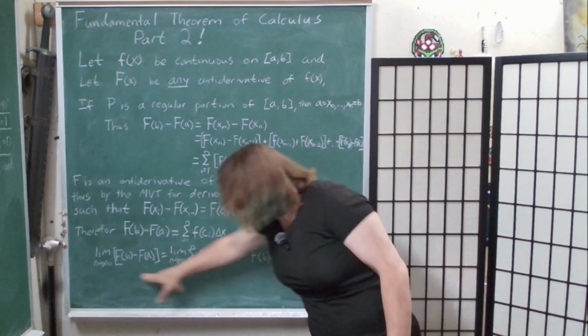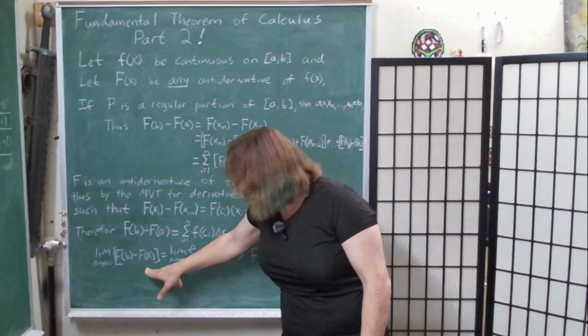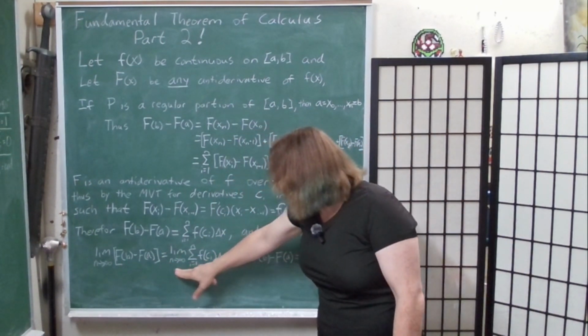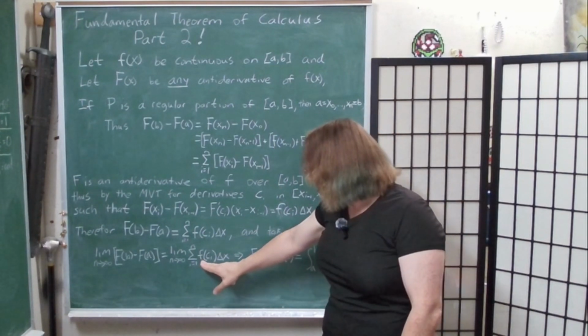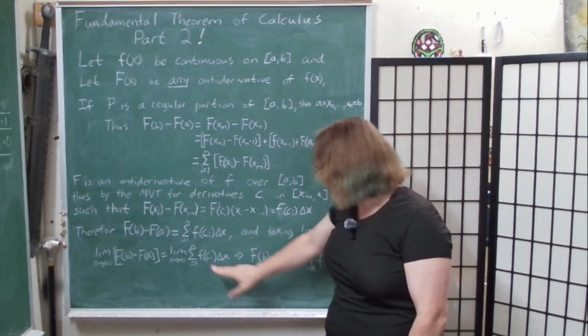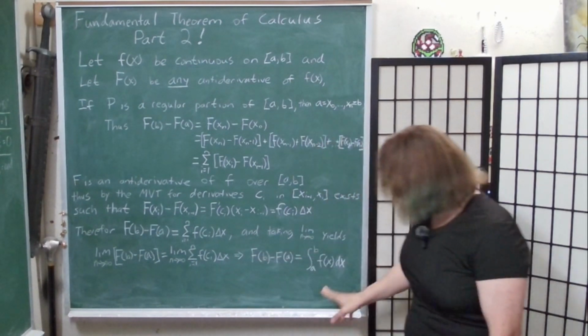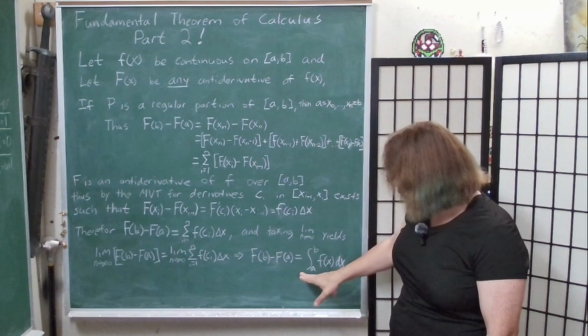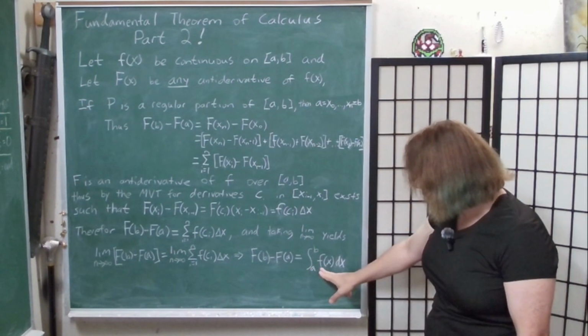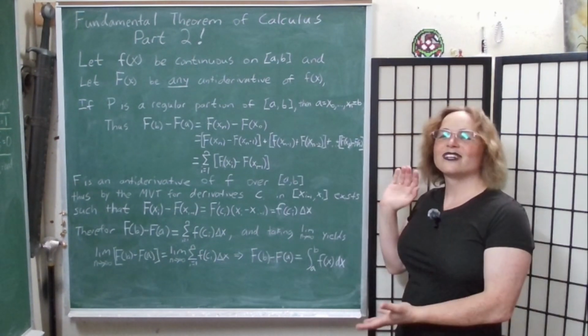Then when we take that limit, nothing really happens here because there's no n, but here that becomes the integral, and like I said, this f(c_i) becomes f(x), and then of course our delta x becomes dx. So we get that F(b) minus F(a) is equal to our integral of f(x) dx. Let's go ahead and look at an example.